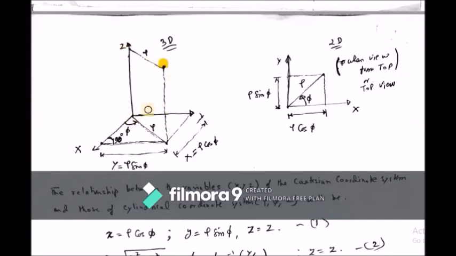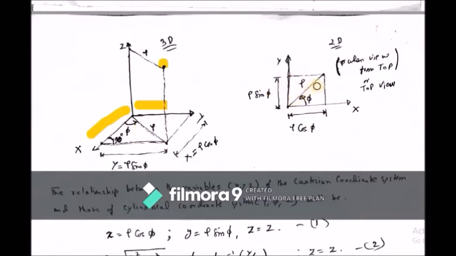Its component along the x-axis, y-axis and z-axis. To get the component of this point P along the x-axis, we take the projection of this rho on the xy plane and then find this component. So this component is x because it is along the x-axis. This component is y because it is along the y-axis. I have just drawn this xy plane here in 2D.